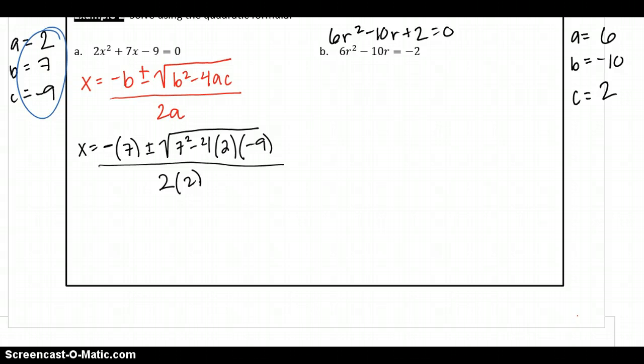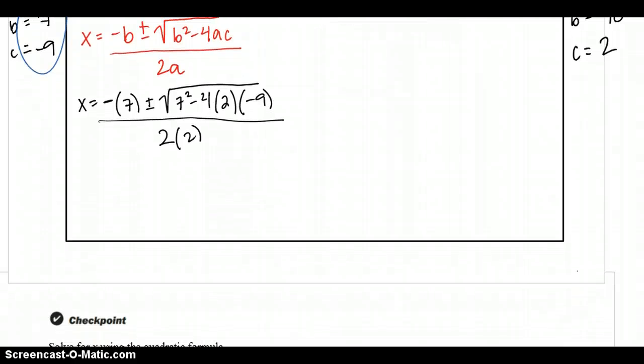Okay? So, next thing we're going to do is simplify, and the first thing I want to simplify is what's in that square root. Because there's a lot of stuff in there right now. So, I want to multiply first, and then I'll subtract at the very end. So, I'm going to write this as negative 7 plus or minus, and then in that square root, what is 7 squared? 49. And then I will have negative 4 times 2 times negative 9. You can plug that into your calculator, or do it in your head. 4 times 2 is 8, times 9 is 72.